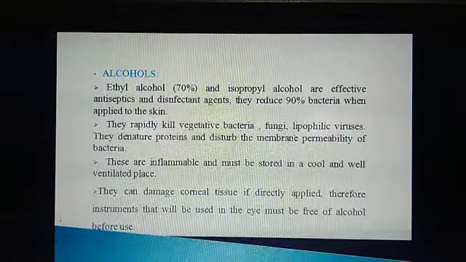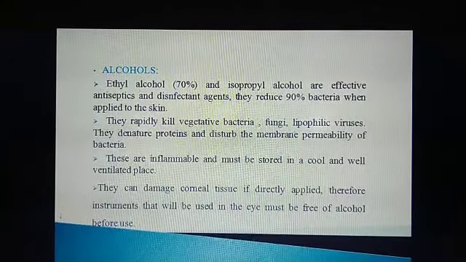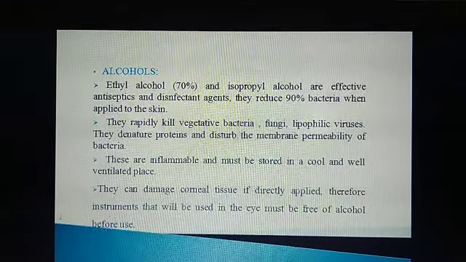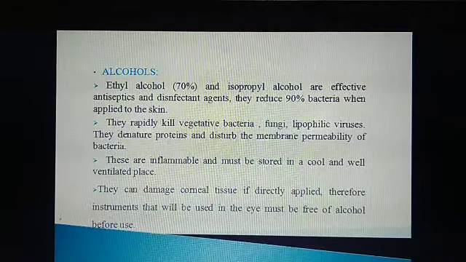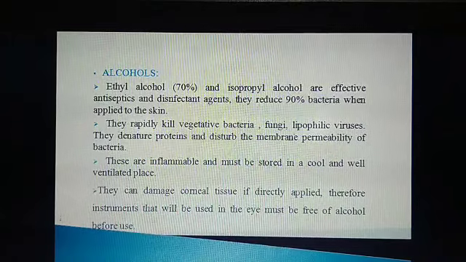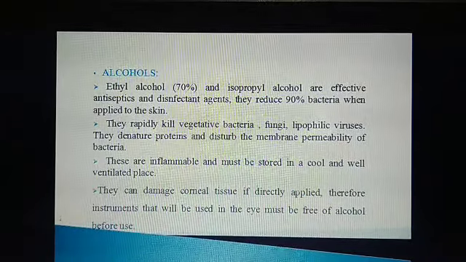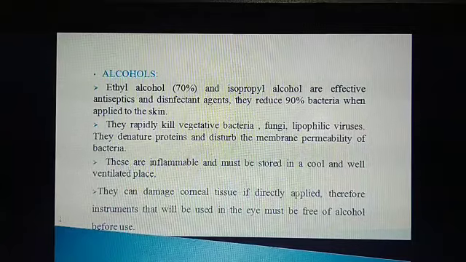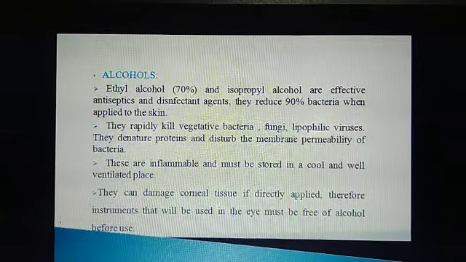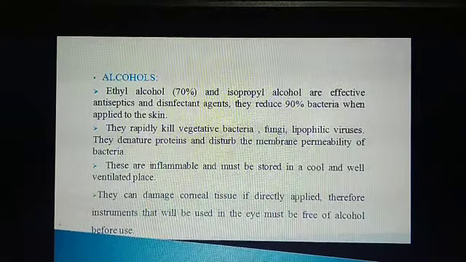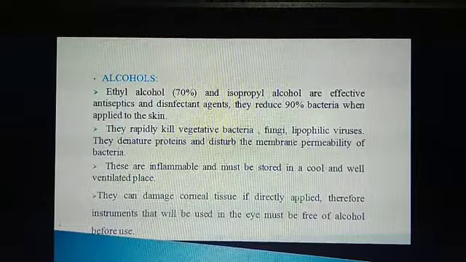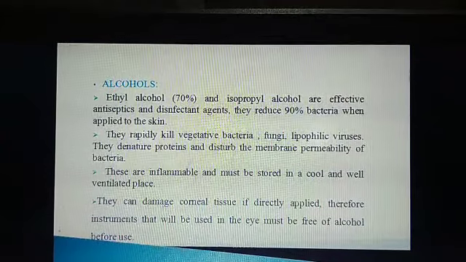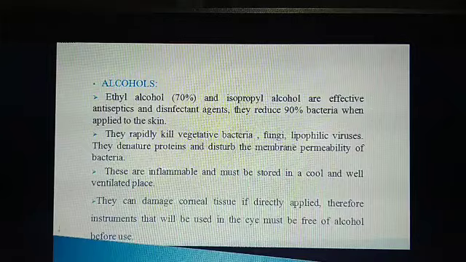Then next are the alcohols. Alcohols are also used most prominently as antiseptics. The first is ethyl alcohol. 70% ethyl alcohol or isopropyl alcohol are very effective antiseptics as well as disinfectant agents. It has been found that they reduce about 90% of bacteria when applied to the skin. They rapidly kill the vegetative bacteria, fungi, or lipophilic viruses. The process involved is that they denature the protein and disturb the membrane permeability of the bacteria.